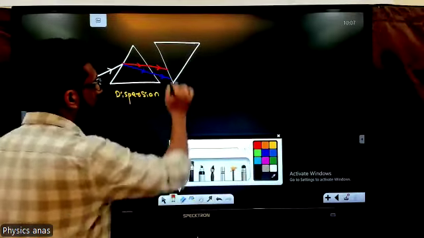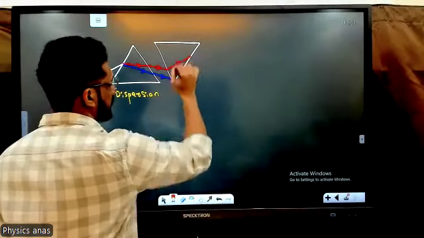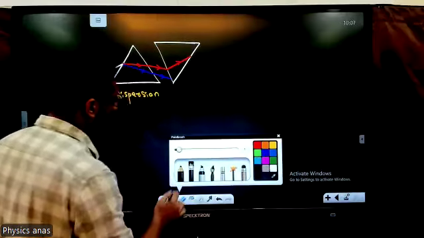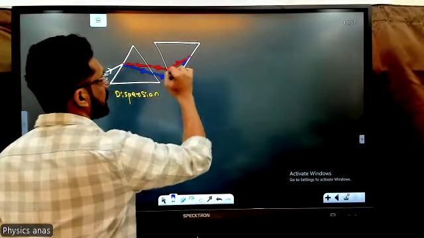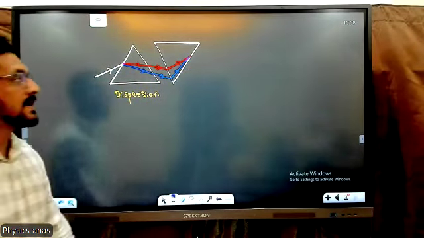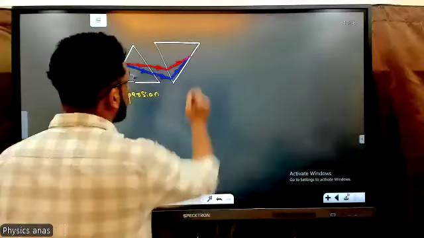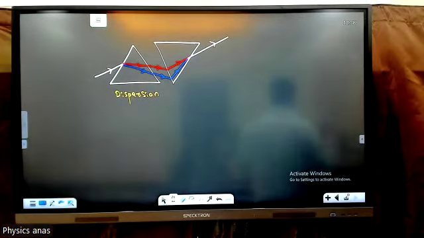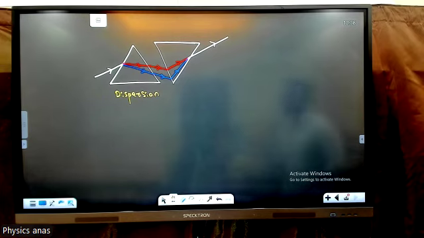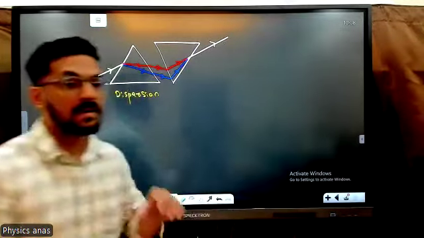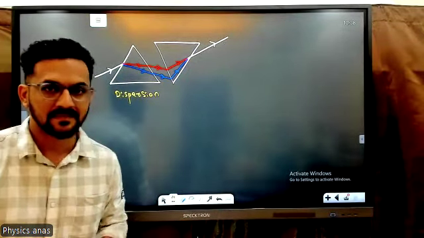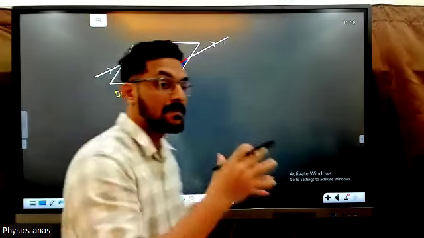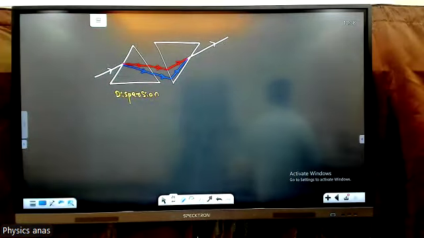Inside the second prism, what happens? Inside the second prism, a recombination happens. The light rays are recombining. The colors are recombining. So the light ray which is coming out will be white, because there happened something called a recombination.